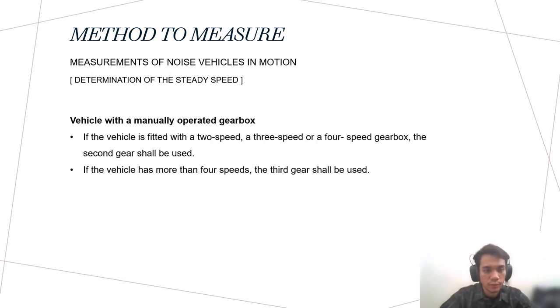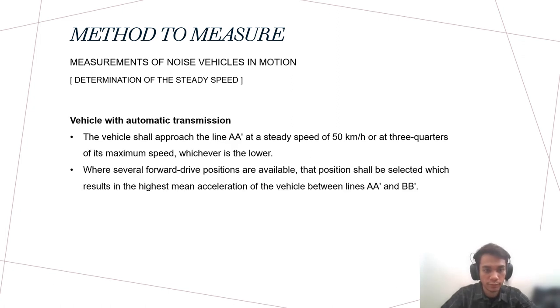Vehicle with a manually operated gearbox. If the vehicle is fitted with a 2-speed, 3-speed or 4-speed gearbox, the second gear shall be used. If the vehicle has more than 4 speeds, the third gear shall be used. For a vehicle with automatic transmission, the vehicle shall approach the line AA at a steady speed of 50 km per hour or at 3 quarters of its maximum speed, whichever is lower. Where several forward drive positions are available, the position shall be selected which results in the highest mean acceleration of the vehicle between line AA and BB.